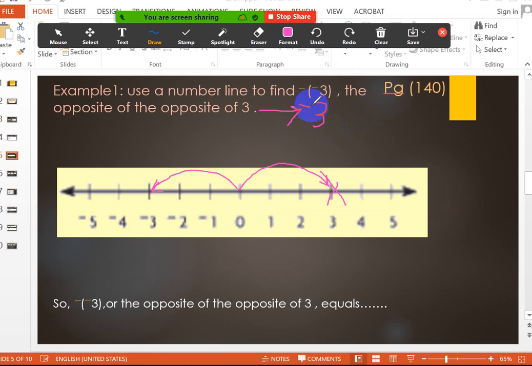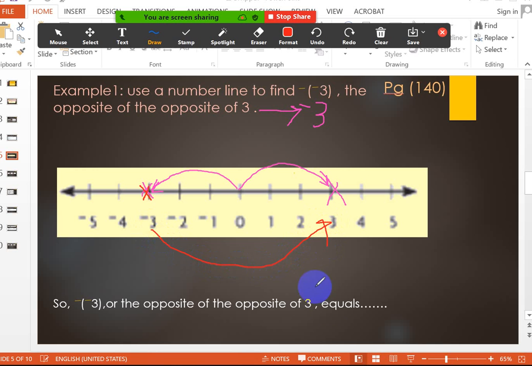Okay, so what is the opposite of this number? -3. This is -3. The opposite of the number is the same number with the same value but with the opposite sign. This is the number -3. What is the number that has the same value with the opposite sign?